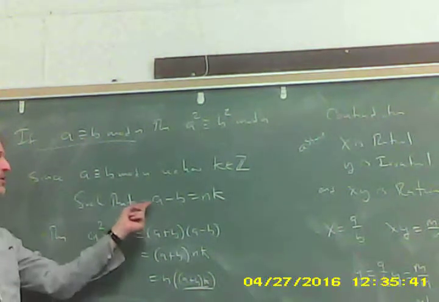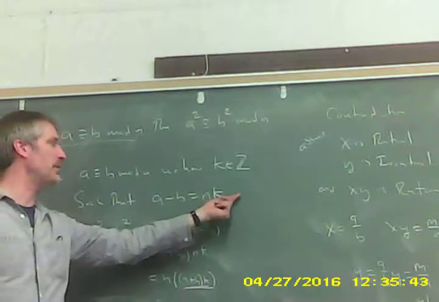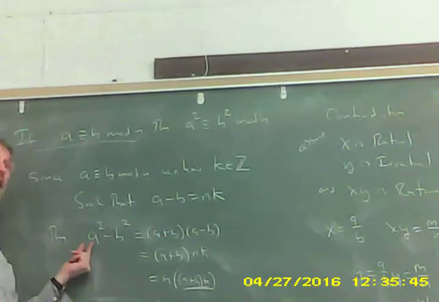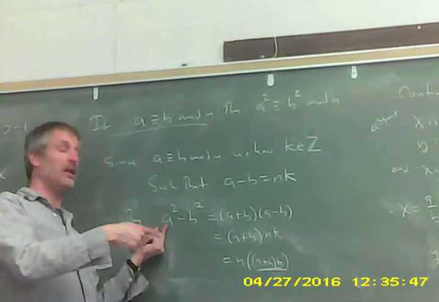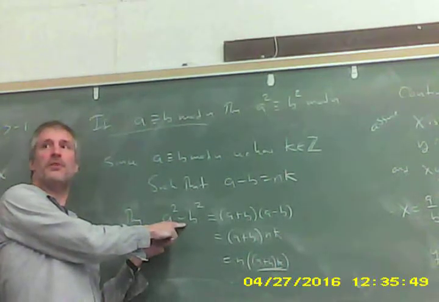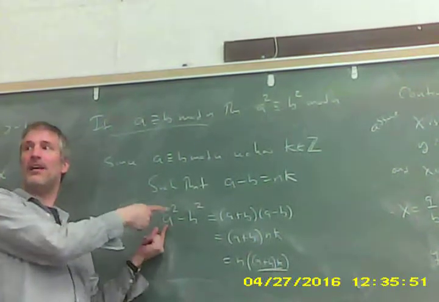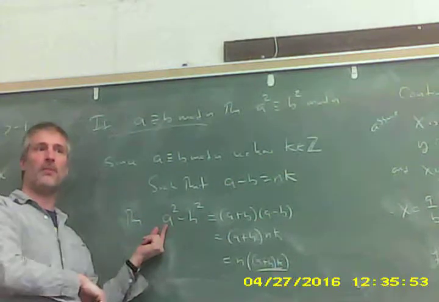A number of people did things like solve this for A and insert it in here. When you solve this for A, you're going to get nk plus b. When you square that, you'll get a b squared term out, and it will cancel with this b squared term. Everything else will have an n in it that you can factor out.